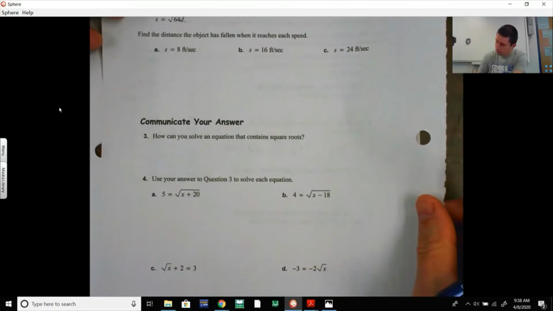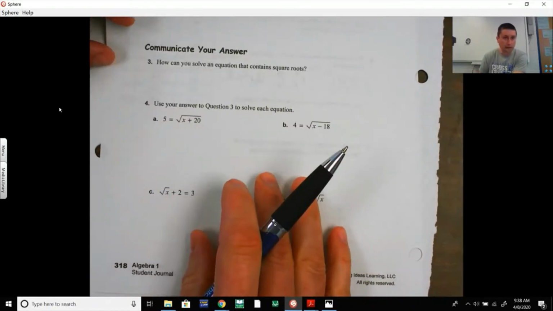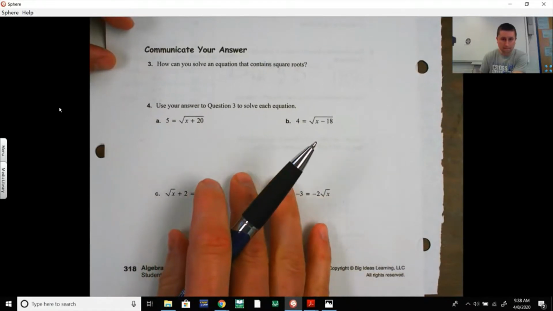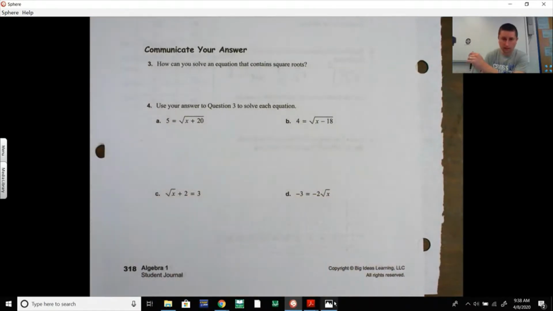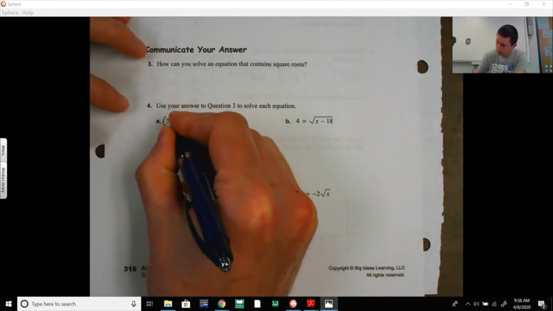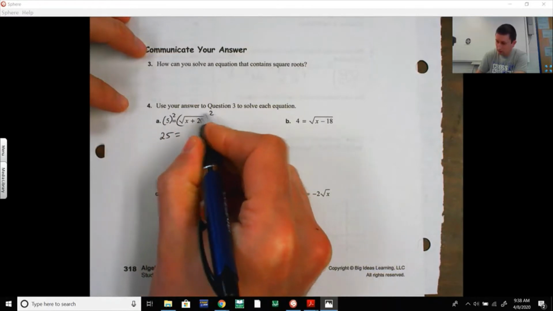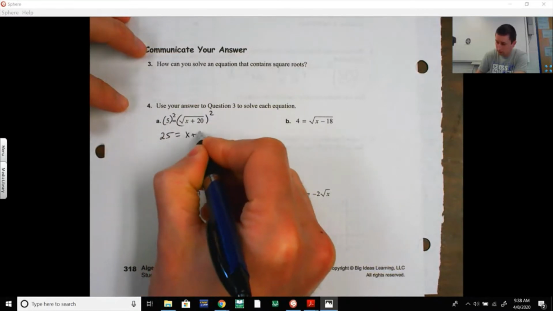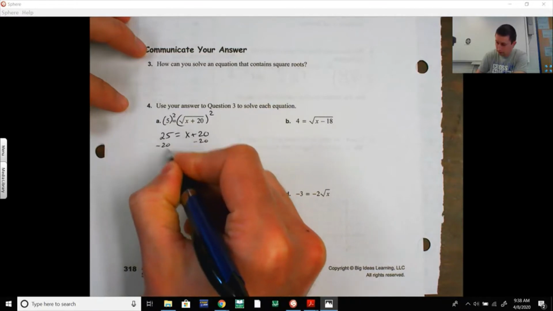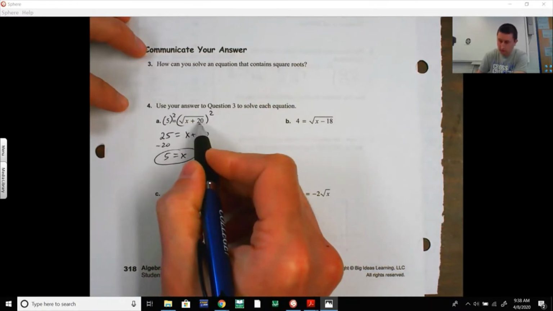So if we have to solve this, we have 5 equals the square root of x plus 20. You're going to start by squaring both sides, and you get 25 equals, now that square just takes the square root off, so x plus 20. Now you minus the 20 from both sides, you get x equals 5. That should be your answer. 5 plus 20 is 25, square root of 25 is 5.